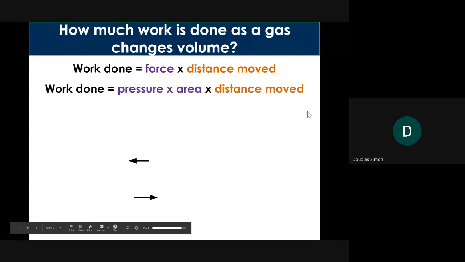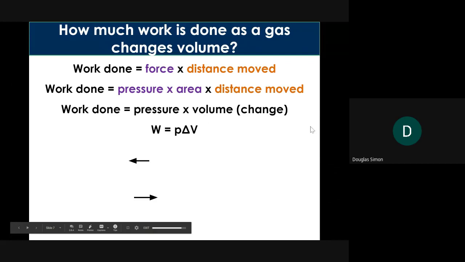And then if you think about an actual piston or an actual syringe moving, as the area of it moves along a distance, we've actually covered a volume, because volume is just base times width times height, which is area times height, or volume. So the work done when a gas expands or contracts is equal to the pressure of that gas times the volume change, or in symbols, P delta V.